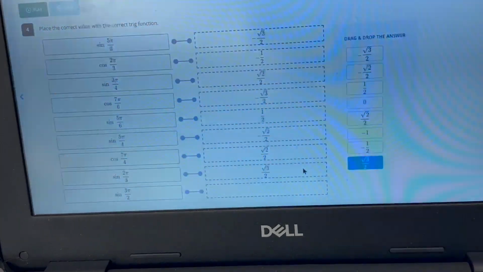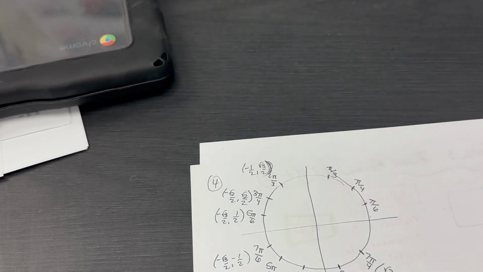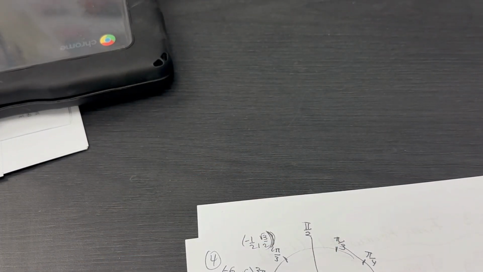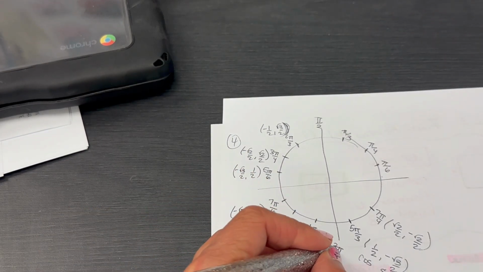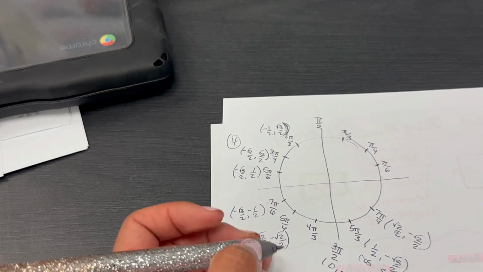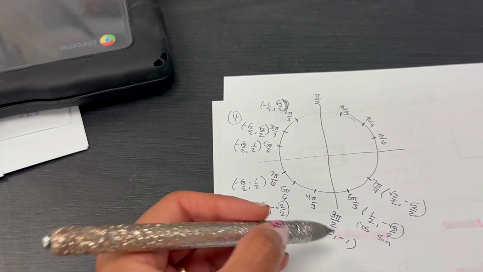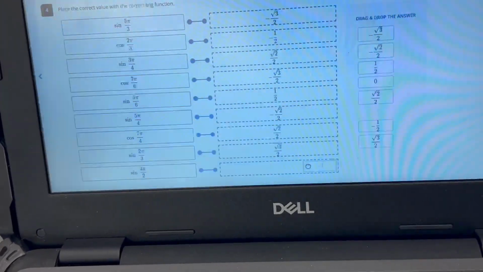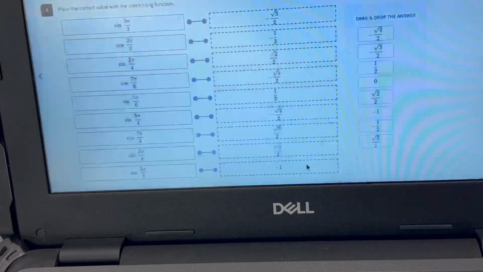And then sine of 3 pi over 2, well, pi over 2 is up here. 3 pi over 2, oops, is down here at 270 degrees. That coordinate is 0, -1. The sine is the y value, so it is -1. And I need to drag and drop that -1 down there. And we shouldn't have any issues with this question marking us wrong anymore.